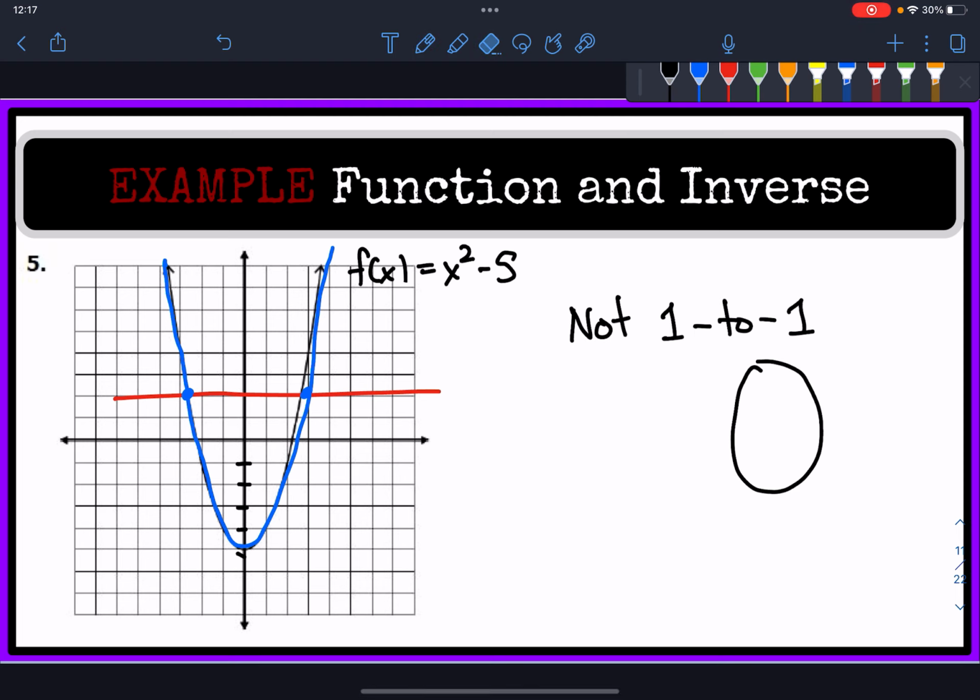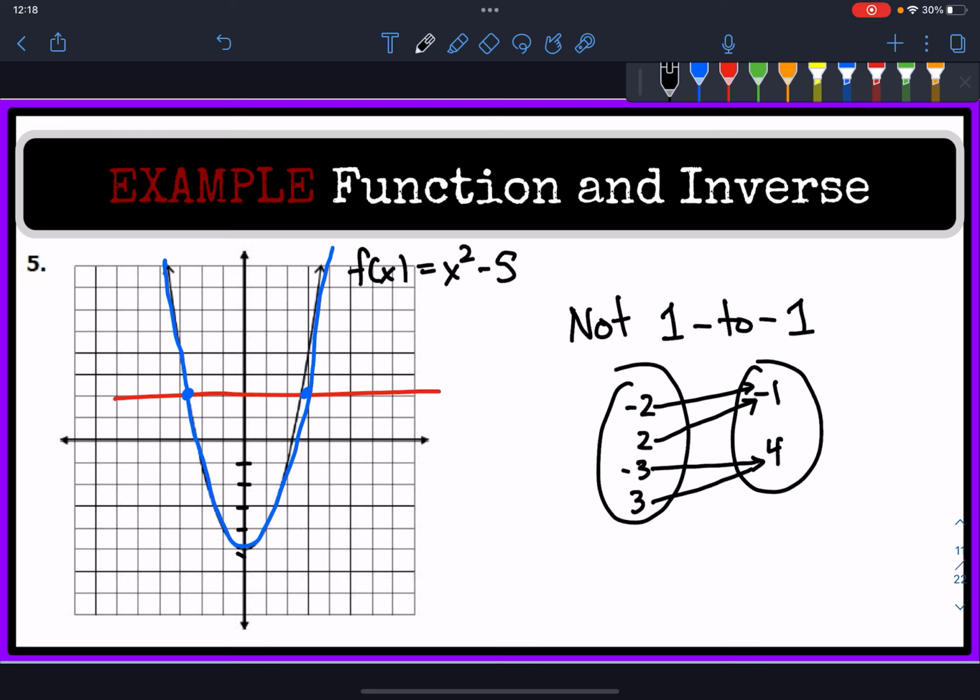So, for example, let me make it a little bit bigger. At -2, +2, -3, and +3, -4 has a y value of -1, +2 has a y value of -1, and negative and +3 have a y value of +4. So this is a function because all of these x values have only one y value.